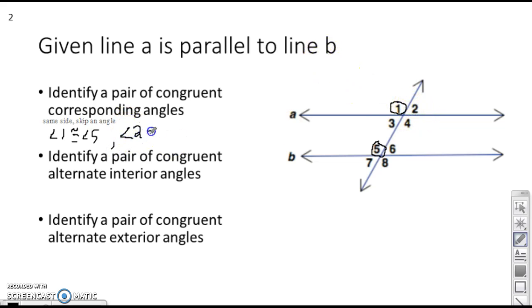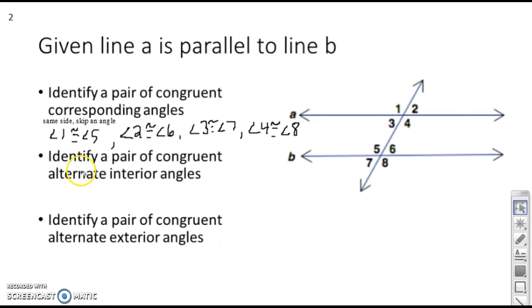Likewise, angle 2 would be congruent to angle 6. And then we could also do these. Angle 3 is corresponding to angle 7. And corresponding angles are congruent. And then 4 is corresponding to 8. All right, so those are our 4 sets of corresponding angles.